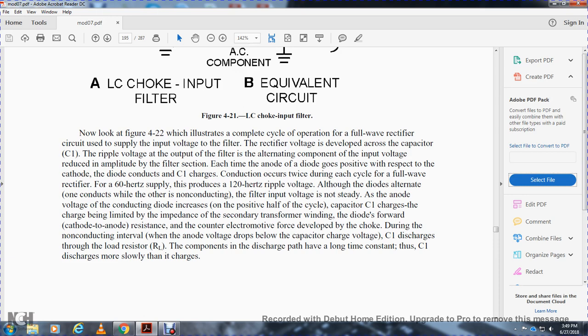Conduction occurs for the two different cycles of the full-wave rectifier with a 60 Hz supply, with a reduced 120 Hz ripple voltage. Although the diodes alternate, one conducts while the other is non-conducting. The filter input voltage is not steady.